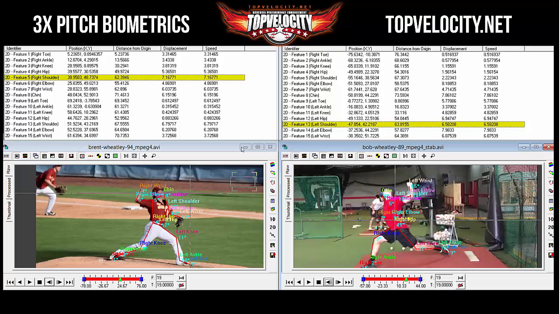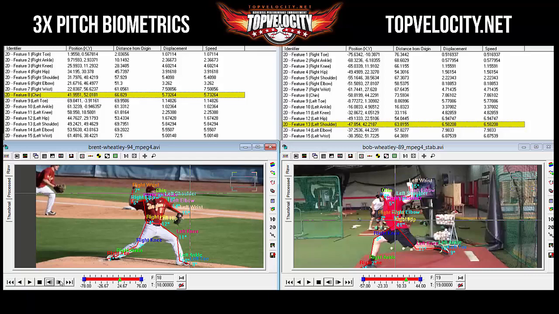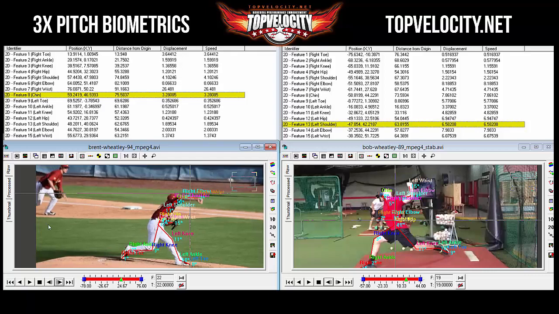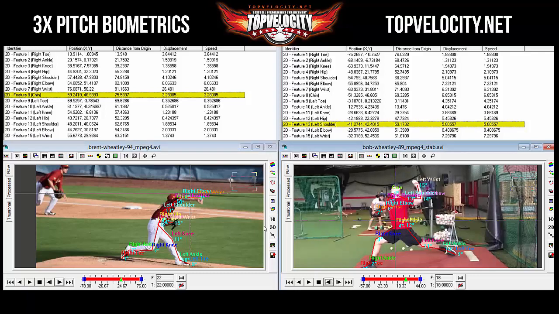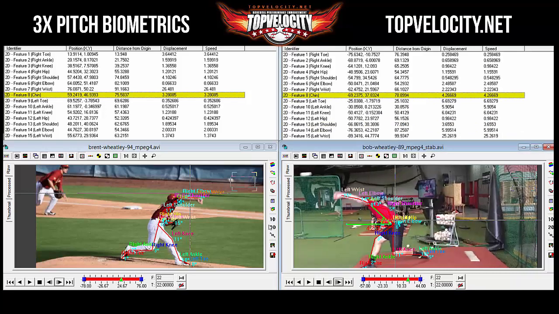So if we watch the chins going forward at front foot strike, Brent's at 41 to after pitch release 59. So that's 18. Bob is at 51 to after pitch release 69, and that's 18. So identical, just Bob's closer to the target. Also, he's lower to the ground. If we even see the chin height, it's 37 inches to 46. So he's farther out.